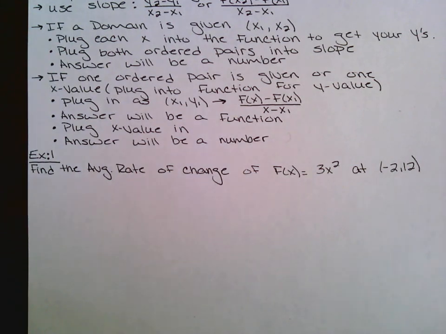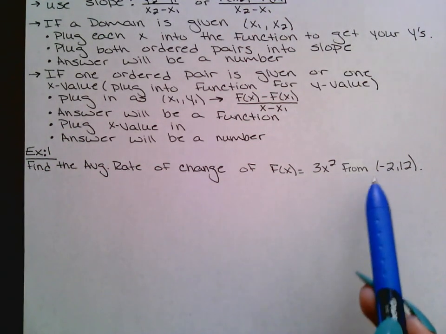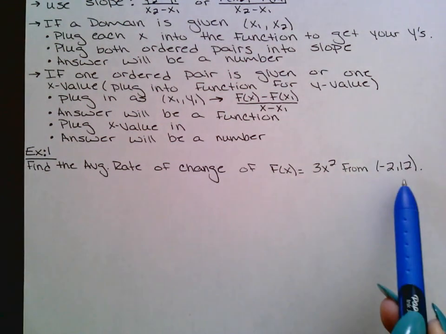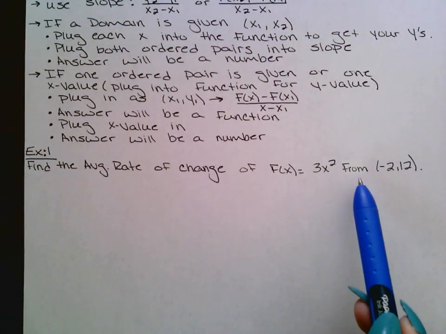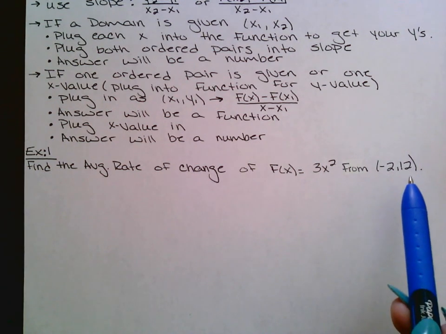It says find the average rate of change of f of x. I should change that word to from. I'm going to pause really quick and change that word to from, because in an interval we'll use the word from and not at. All right, I changed that word because that's my mistake. They'll use the word at when it's a point, and they'll use the word from when it's a range of numbers, from here, -2, all the way up to 12, okay?